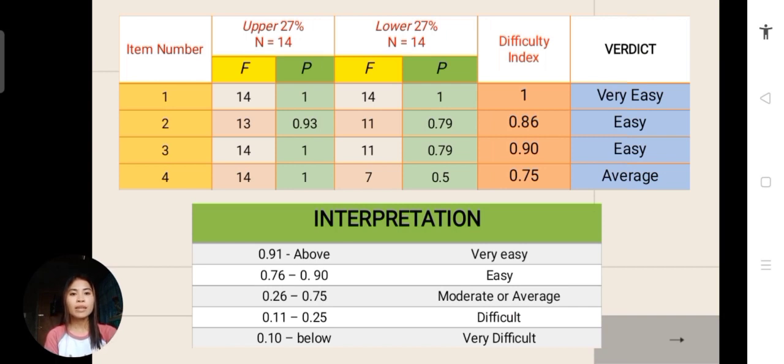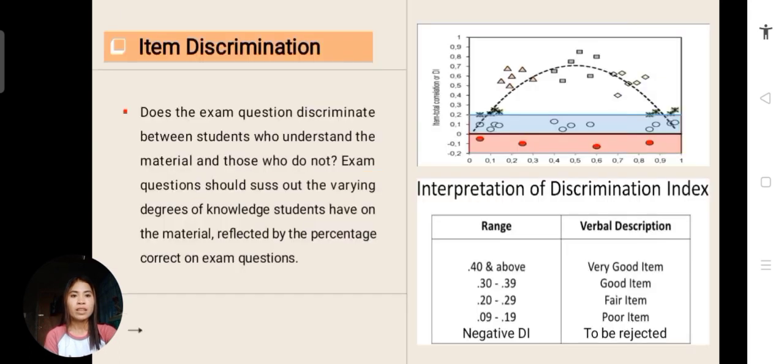In item 1, we computed that the difficulty index is 1, therefore it lies in the 0.91 and above range, so it is very easy. In item 2, we have 0.86, which lies in the 0.76 to 0.90 range, therefore it is easy. In item 3, we have 0.90, therefore it is also easy. And in item 4, we have 0.75, so it is an average item.